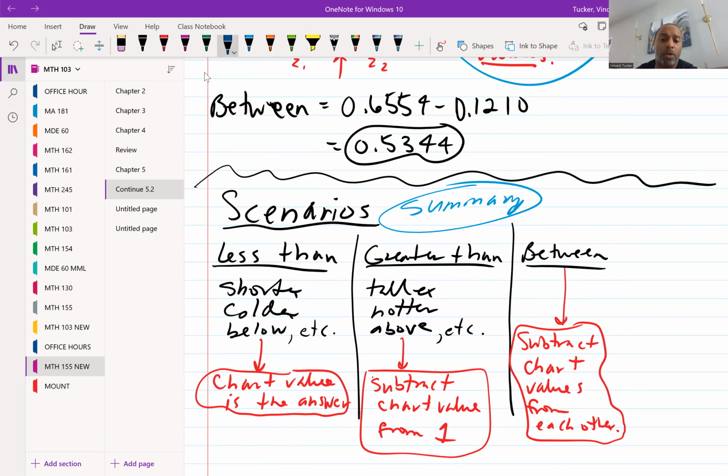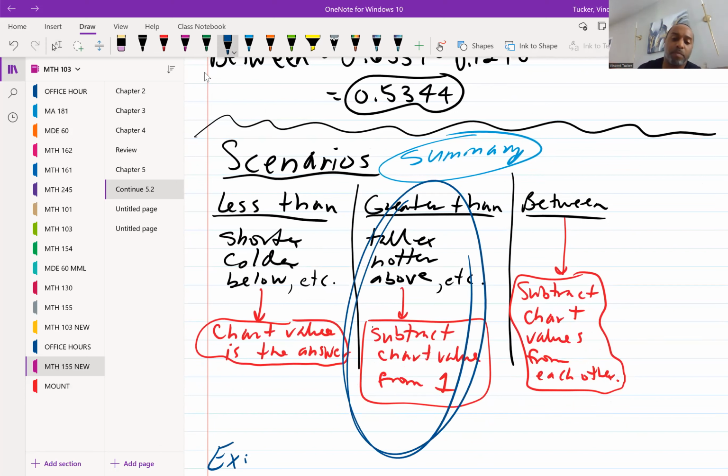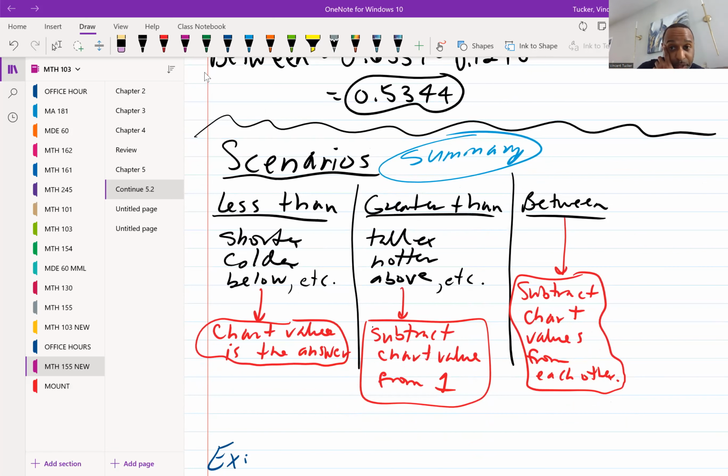Greater than could give you taller, hotter, above, something along those lines. But if that's the case, then you're going to subtract your chart value from 1. And then I couldn't think of another word for between other than just between. From there, you would subtract the two chart values from each other. And once again, the larger one first, then your smaller one. Your area or your percentage should never be negative.